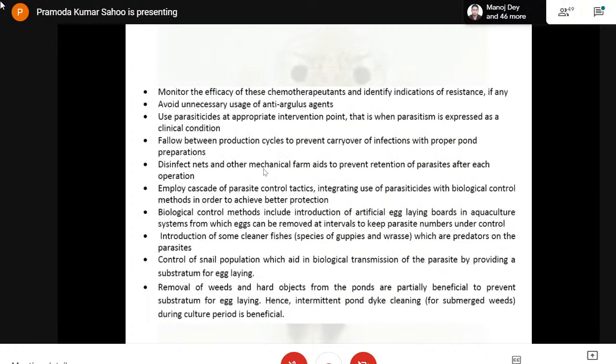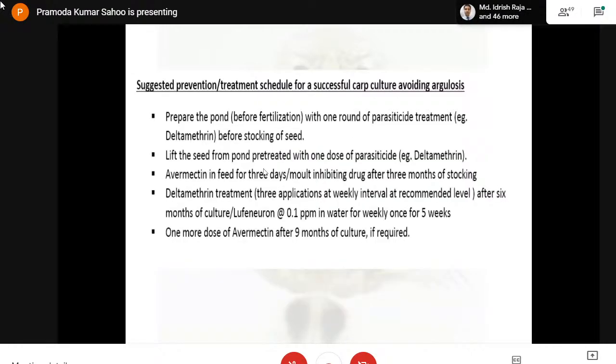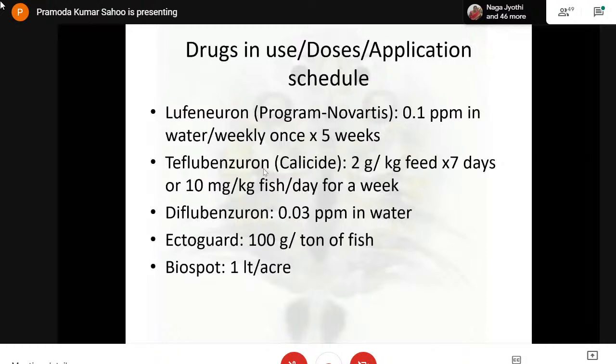And you have to rotate the chemicals, whatever chemicals you are going to use for a particular infection. I will not go into all those details. There are a couple of drugs available which can be used at weekly intervals for 5 weeks. It can give even a full culture period of 6 to 8 months free of parasite.